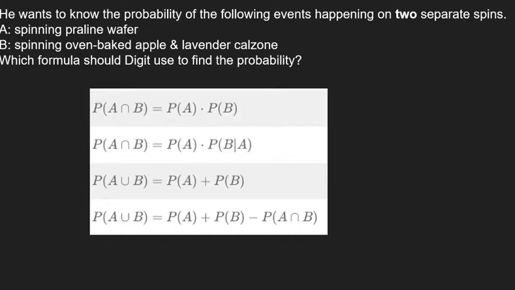So looking at Digits Game, he wants to know the probability of the following events happening on two separate spins. And remember, he had a spinner that had 12 equal sections. So spinning a praline wafer and spinning an oven-baked apple and lavender calzone. We're not dealing with the actual probabilities. We're representing the probability of spinning a praline wafer as A. The other event is event B. And we're just saying which formula would Digit use to find this probability.